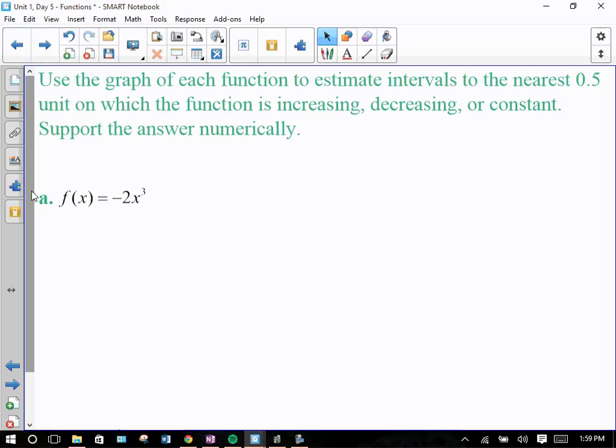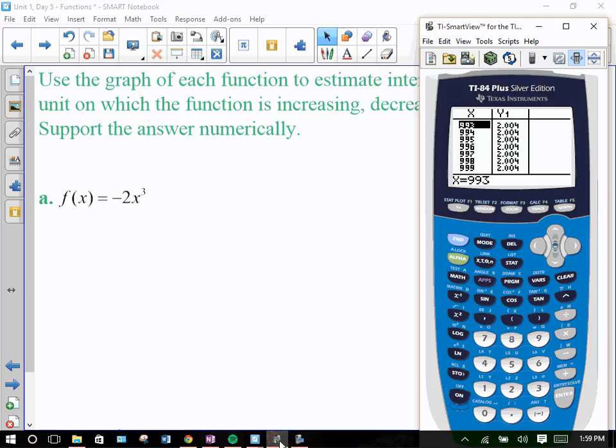Alright, so the first example we're looking at is negative 2x to the third power. Again, you guys don't know how to figure out if it's increasing or decreasing or constant unless you're looking at your graph right now, because you're not in calculus. So the graph is y equals negative 2x raised to the third power. I hit graph real quick. There's my graph.